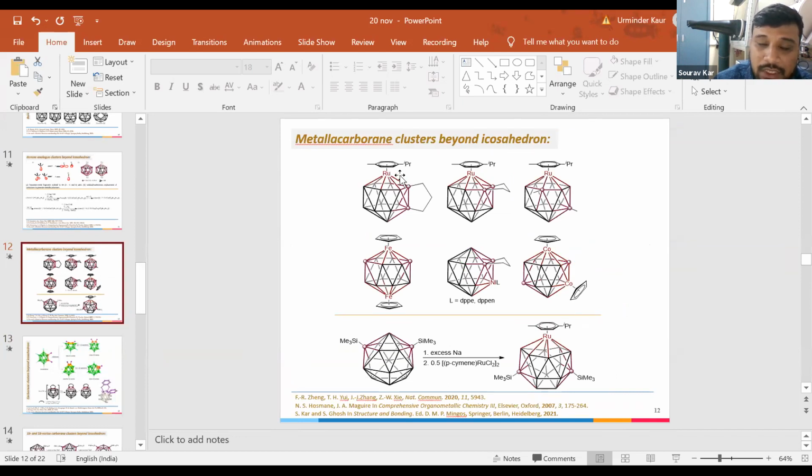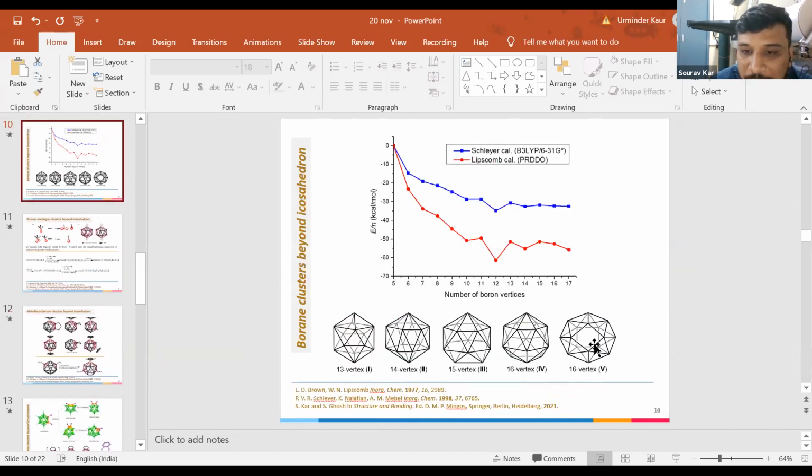And you can see when we are going to the higher vertex, the connectivity of the vertex in the cluster is increasing. Here it is 6 connected. Here it is also 6. It has 3 6-connected vertices. It also has 4 6-connected vertices, 16 vertices. So these higher connected vertices cannot always be occupied by boron.